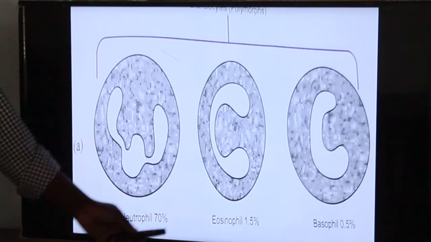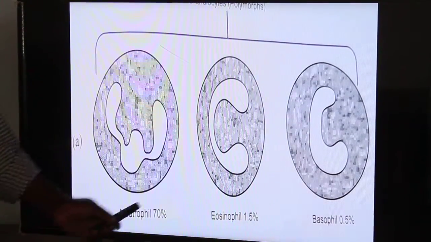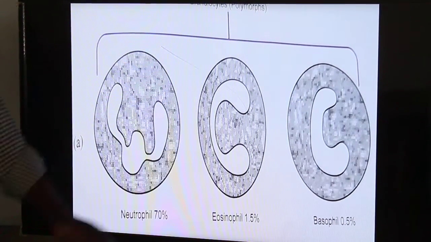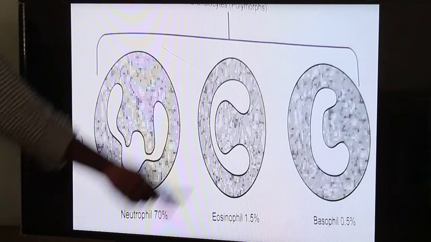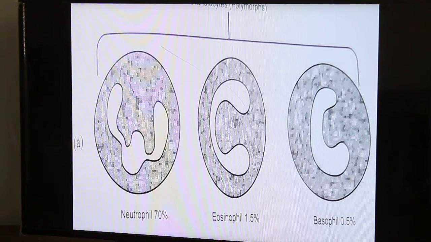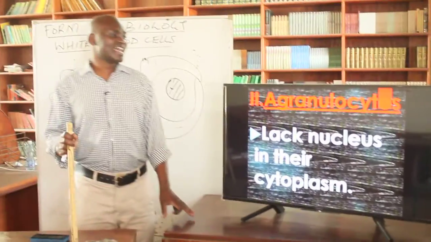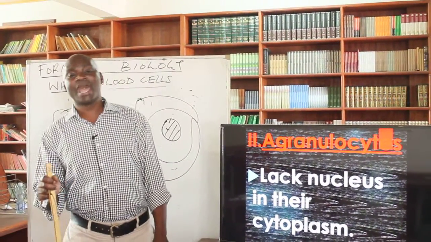Neutrophils form the largest percentage of the white blood cells. We have the most common one, neutrophil, followed by the eosinophil, which forms around 1.5% of the total white blood cells. We have the basophils, which are the minority. They only form 0.5%. So we are through with the granulocytes, meaning those that have granules in their cytoplasm.